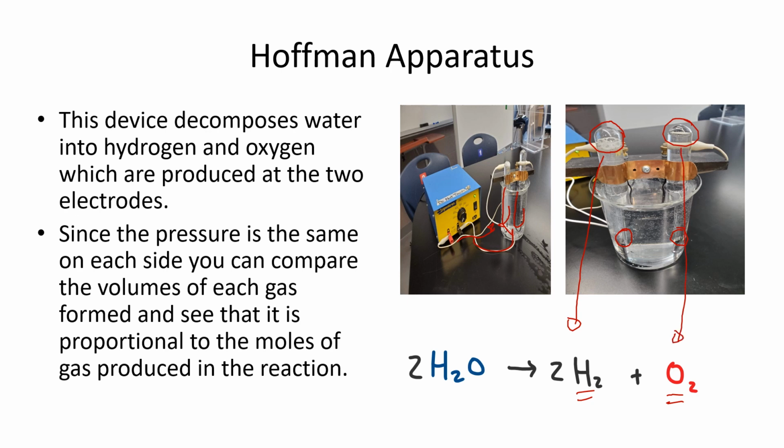And that is because the moles of gas are proportional to the volume. What happens is as the gas bubbles up there, it's going to push the water down and out the bottom of the test tube. And so the volume that you collect will be proportional to the moles that are created. And so since this is a 2-to-1 ratio in this reaction, you're going to get 2 moles of hydrogen for every 1 mole of oxygen, therefore double the volume.